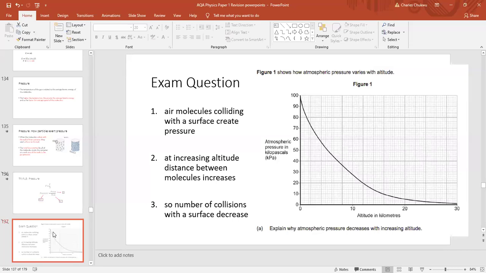So this is a graph that shows the variation of atmospheric pressure with altitude. Altitude, of course, is the height above the earth. They say the higher you go, the cooler it becomes, but the pressure drops too. Can I explain this?